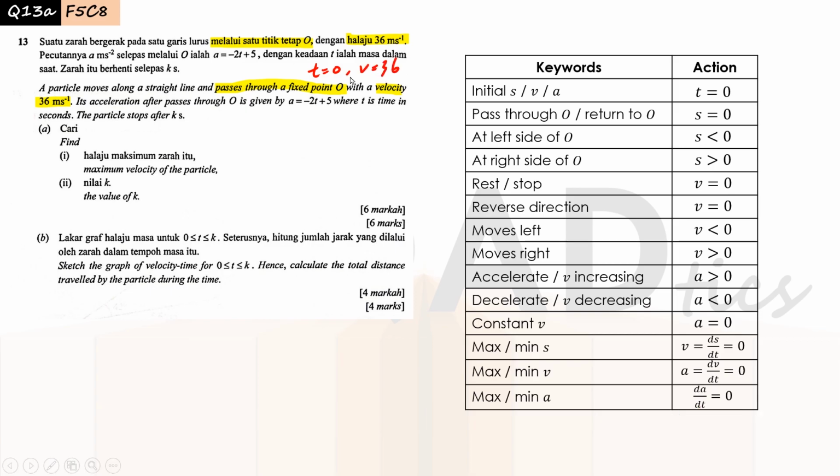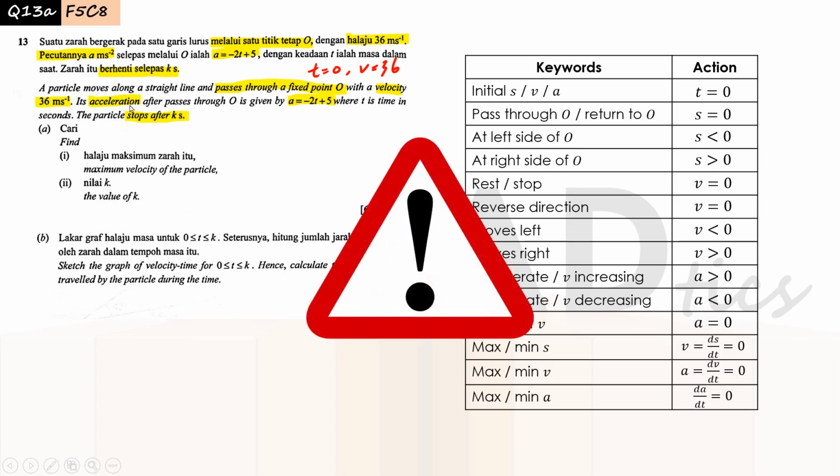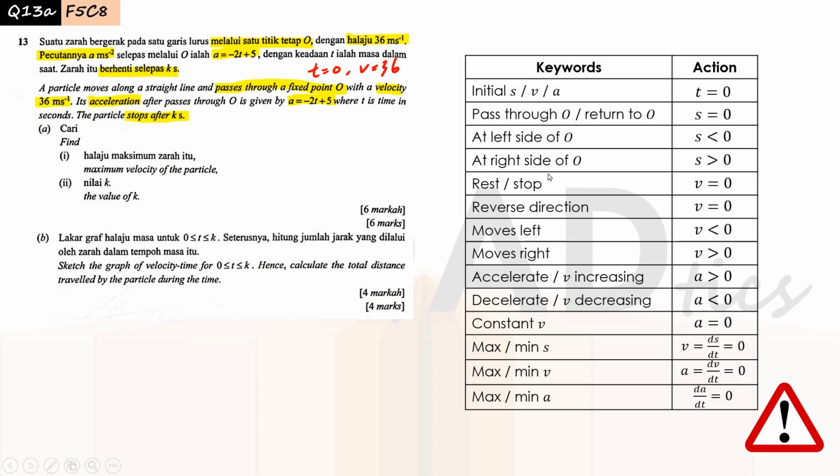Right? Then for the next sentence, it gives us the acceleration equation. Okay, so this is not much to highlight. Okay, and in the last sentence, it says the particle stops at k seconds. Okay, stops here, we have a keyword in this table, which is this one. Alright, and our action that we need to do is to put v equals to 0, means the velocity or the speed is to become 0. Reason is because it stops, right? Not moving. Okay, so here means that when t equals to k, then the v is equal to 0.